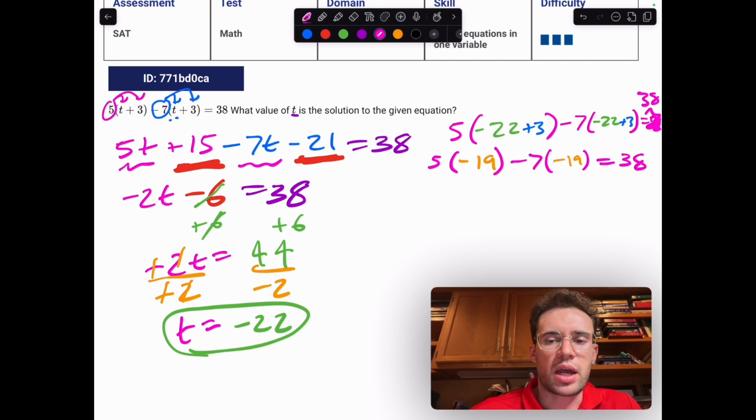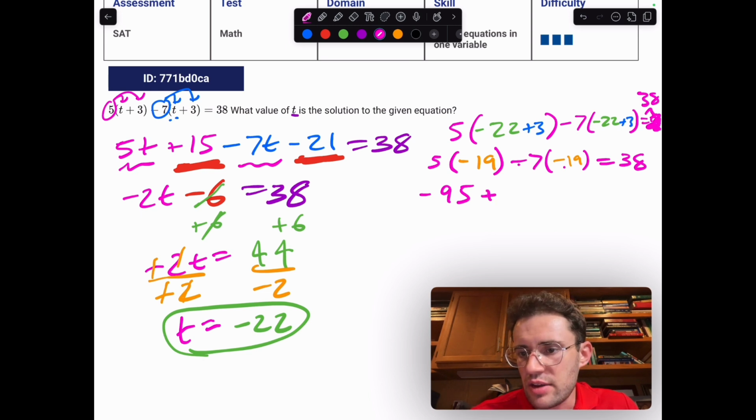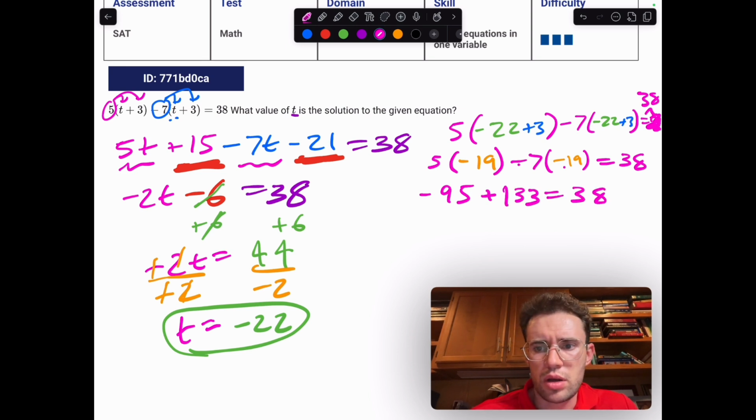Or let's just multiply it out. 5 times negative 19 would give you, let's see, that's negative 95. And then minus a negative. Negative times negative makes a positive. That'd be 70 plus 63, which would be 133. So 133 minus 95. Carry this down. So let's do 13 minus 5 would be 8. And then 12 minus 9 would be 3. So 38. So you get 38 equals 38.